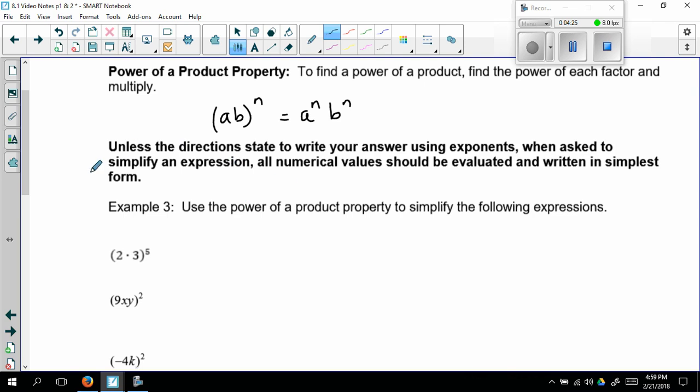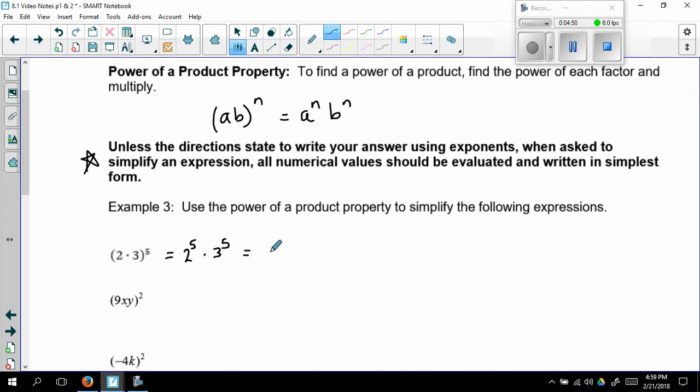Now note, this is important. Unless the directions state to write your answers using exponents, when asked to simplify an expression, all numerical values should be evaluated and written in simplest form. Okay, so at this point, we're going to start evaluating those numbers. For this first problem, though, we want to use this product property just to see how it works. So we're going to have 2 to the 5th times 3 to the 5th.